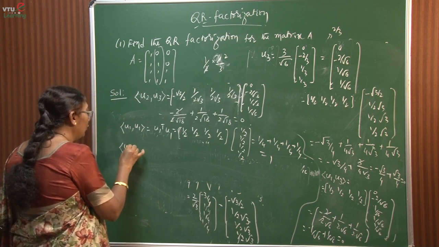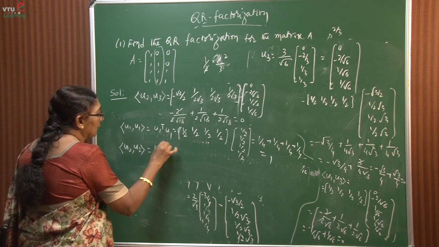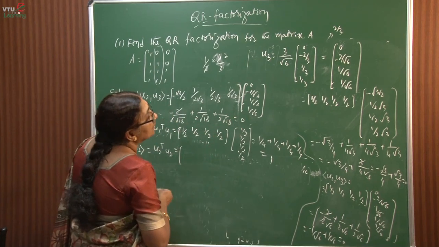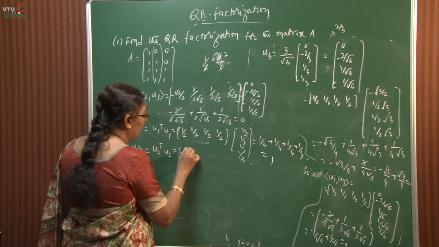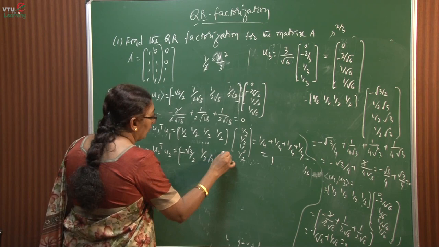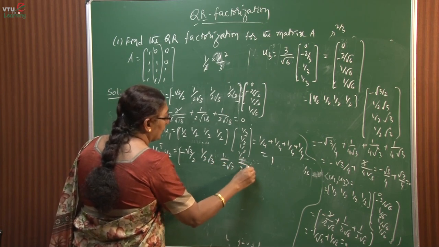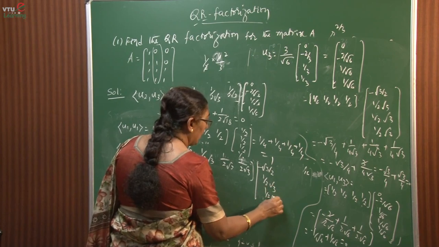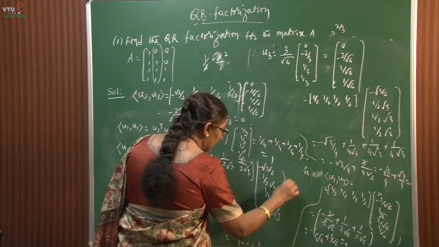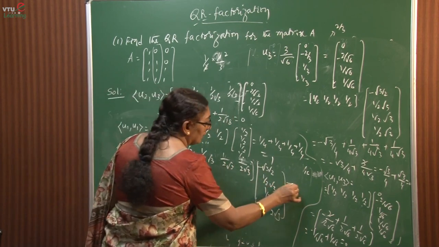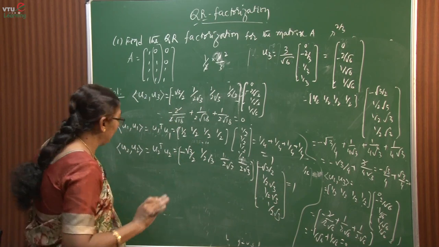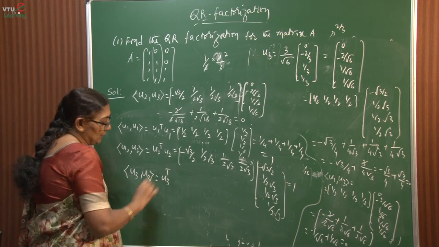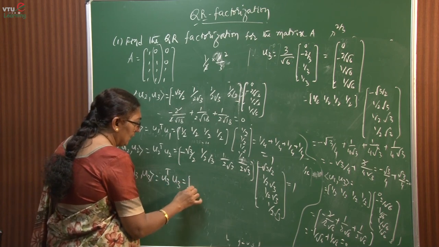Similarly, I have to verify the inner product of U2 comma U2, which is U2 transpose into U2. U2 is minus root 3 by 2, 1 by 2 root 3, 1 by 2 root 3 and also 1 by 2 root 3, into the same vector. You multiply and simplify that, and definitely we get 1. I leave that for an exercise because it is very simple; just multiply and simplify, we get 1.